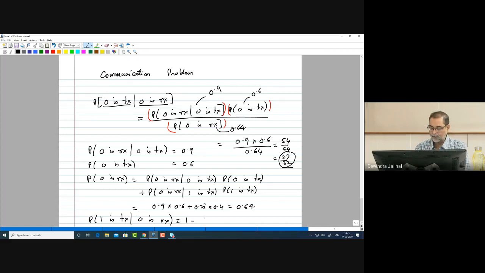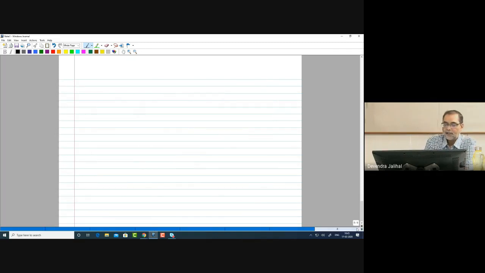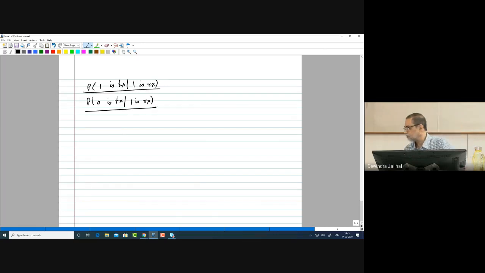So it is simply 1 minus 27 by 32, that is 5 by 32, right? And you can continue this process. You can now ask the probability: what is the probability that 1 is transmitted given that 1 is received, and so on. And what is the probability that 0 is transmitted given that 1 is received? So you can find these two probabilities.